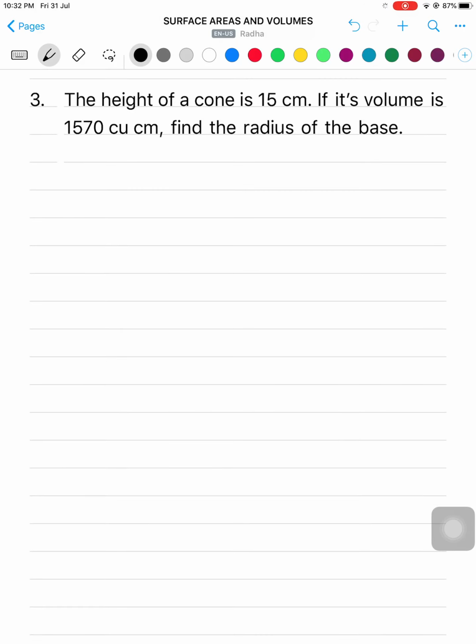Now let us see the third one. Here the height of the cone is given, 15 centimeter. If its volume is 1570 cubic centimeter, find the radius of the base. Here in the question itself they have given pi is equal to 3.14. If they mention the value of pi as 3.14, then we have to use only 3.14. If they don't mention anything, you can always use pi is equal to 22 by 7.